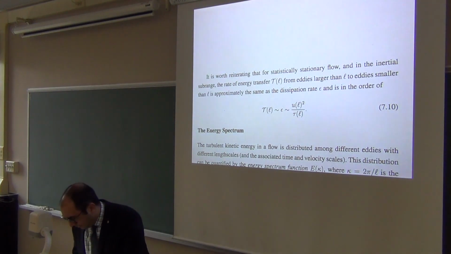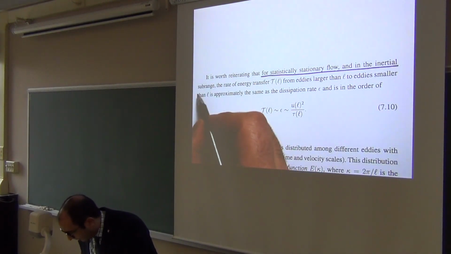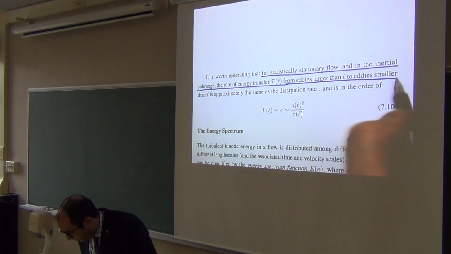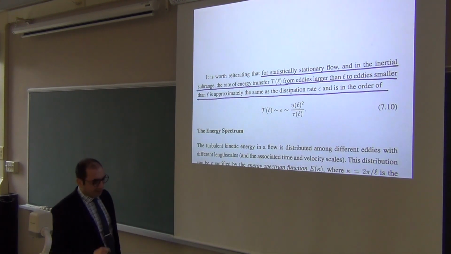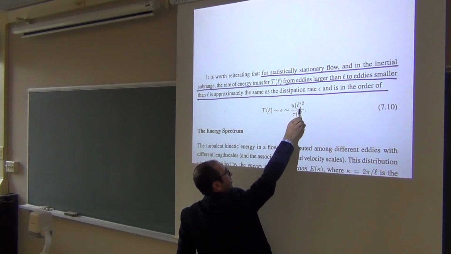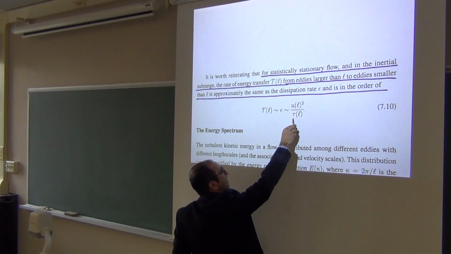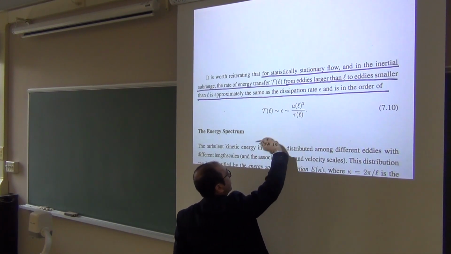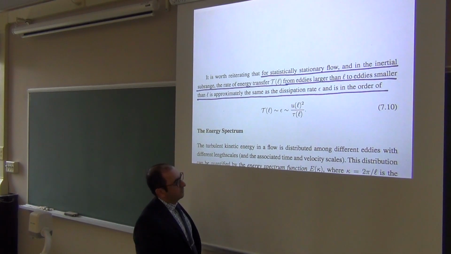And let me again reiterate that for a statistically stationary flow and in the inertial subrange, the rate of energy transfer tau from eddies larger than L to eddies smaller than L is approximately the same as the dissipation rate. I mean, we told you there is equilibrium in the inertial subrange. So the rate at which kinetic energy transfers to the next stage, right, kinetic energy L, divided by the time those scale of fluctuations last, must mean the rate of breaking the energy down to the next level. This is the very definition for epsilon, dissipation rate, or the energy transfer rate.